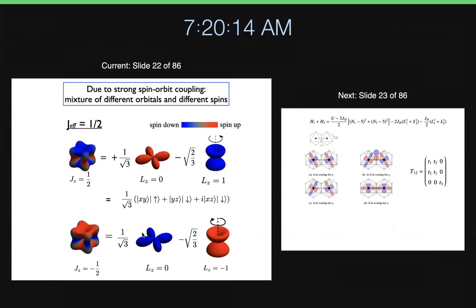And the other, J-effective minus half, you can get by the time reversal operation. So the colors are going to change, as well as the angular momentum, which has to change to -1. So that is the basis of my wave function.